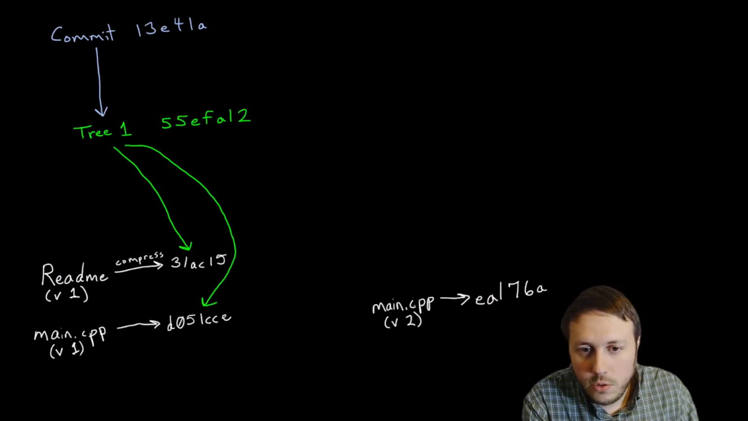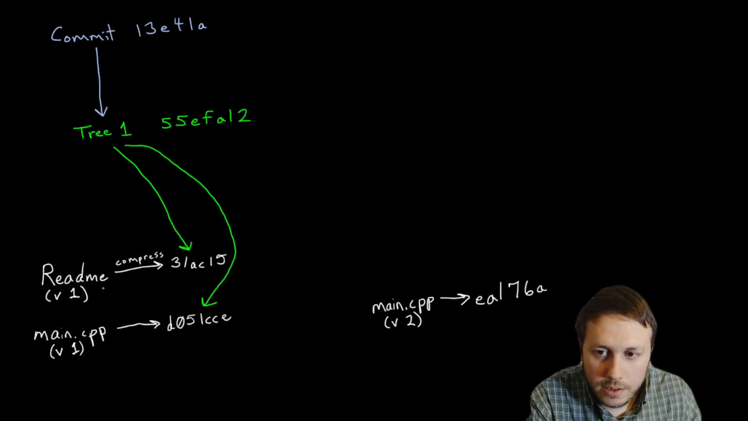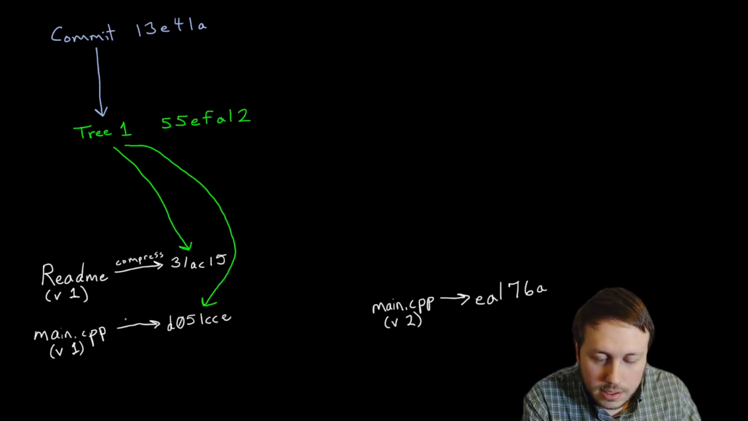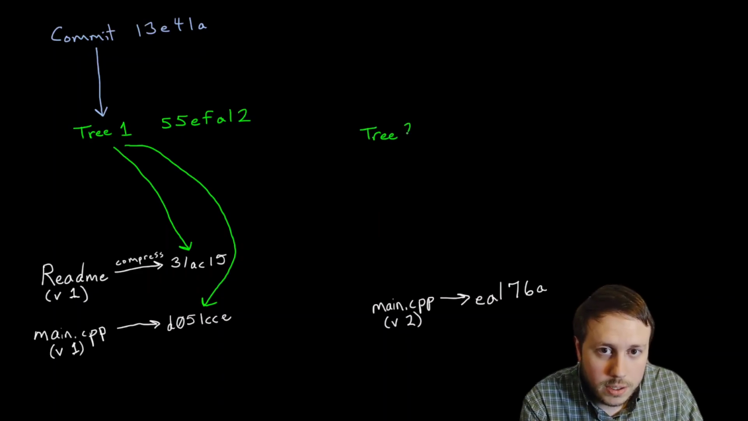But if we've only changed main.cpp, then it's actually not necessary for Git to recompress our README file. So it's only going to compress the files that have changed. And then it will create a tree. Let's say this is tree 2. And maybe that hash is something like this.